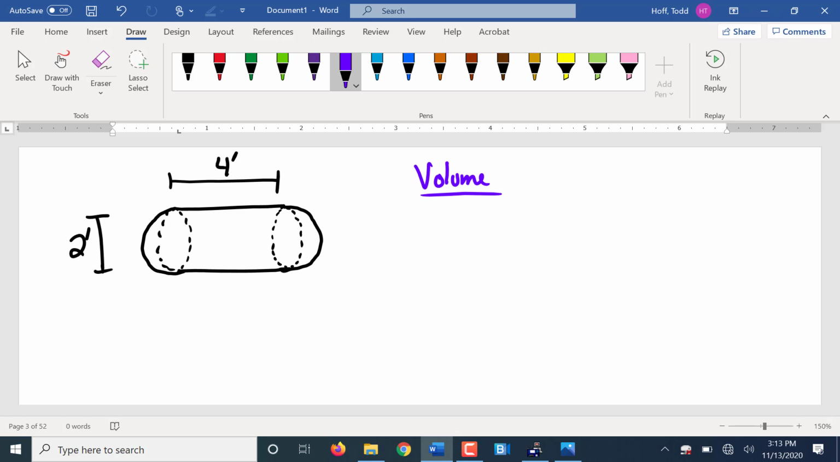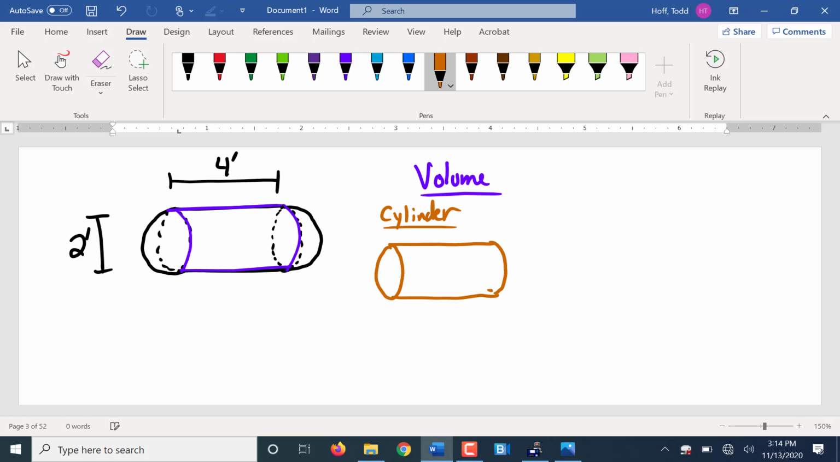So for volume of this tank, we have this cylinder, first of all. So we'll find the volume of that cylinder first. I'm going to redraw it to make it a little bit easier to see. So it has a diameter of 2 feet and a height of 4 feet. So to find the volume of that, where do we start? What's our first step for volume always?